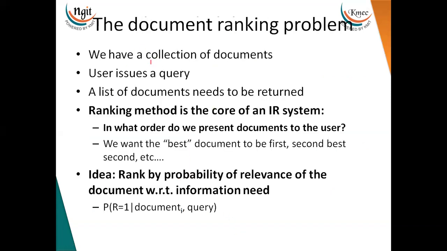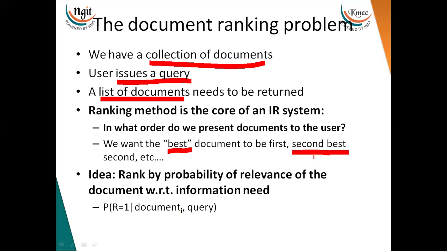Now we know that we have a collection of documents in the database. The user is issuing a query. A list of documents is returned as an answer to the user. Now, which document should be returned to the user as an answer to the query is decided by the relevance of that document to the query. And based on that relevance only, a ranking is assigned to the documents. Means the most relevant document should be returned first. So the best document I am returning first, and then after that, the second best document I will return.